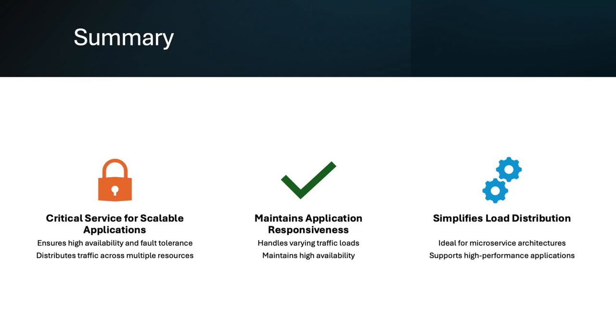In summary, AWS Elastic Load Balancing is essential for scalable and reliable applications. It distributes traffic across resources, ensuring responsiveness and high availability. ELB simplifies load distribution, making it ideal for microservices and high-performance applications.